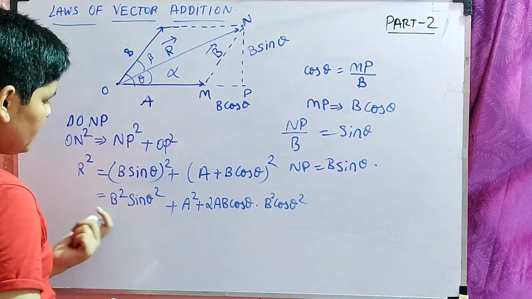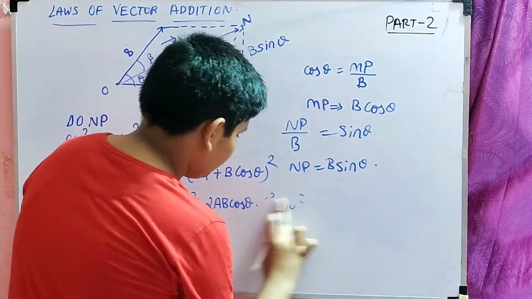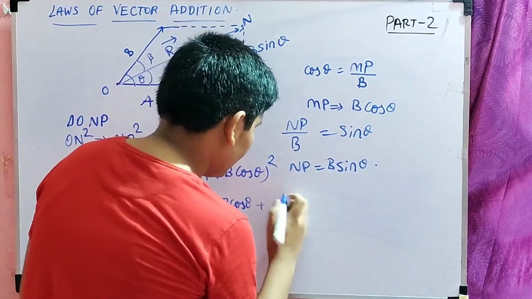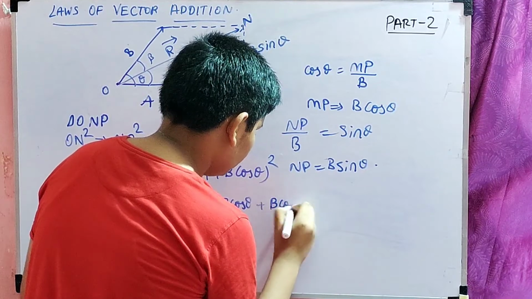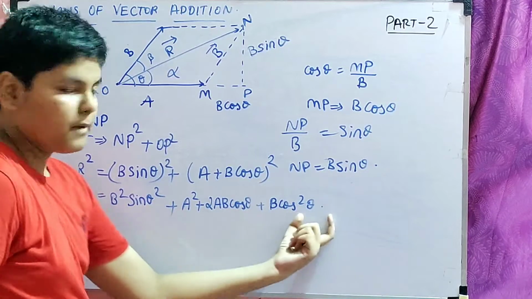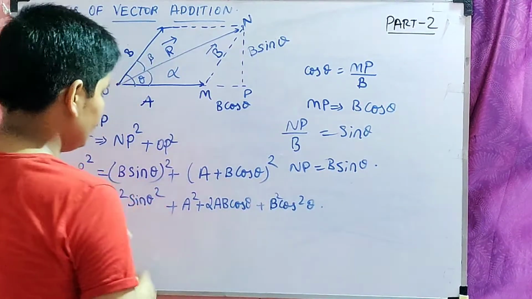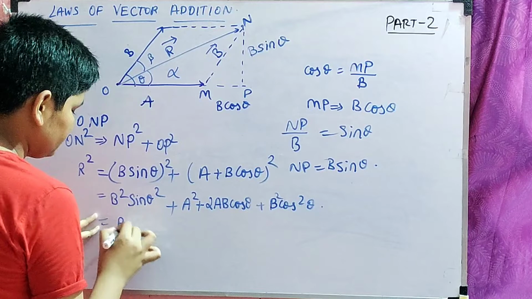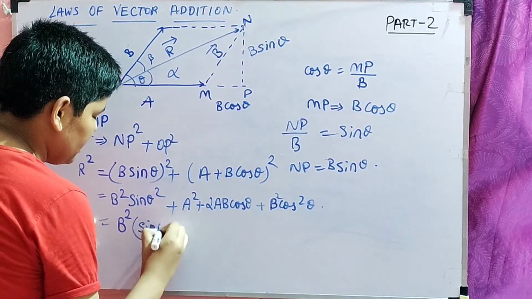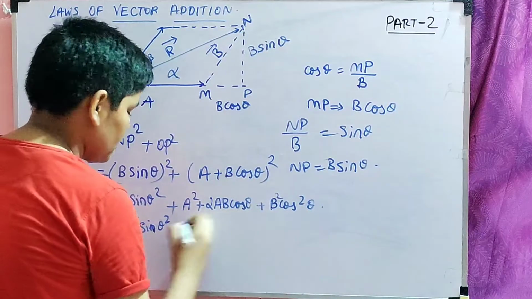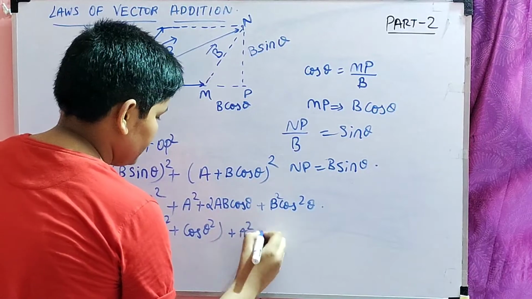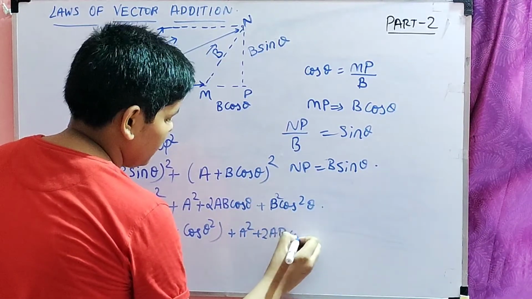Now here you have (A square plus 2AB plus B square) into AB cos theta. So we have here B cos square theta. Now we have sin square theta, cos square theta. So what we are going to do is take B square common. If we take B square common, here we will get sin square theta plus cos square theta, plus A square plus 2AB cos theta.